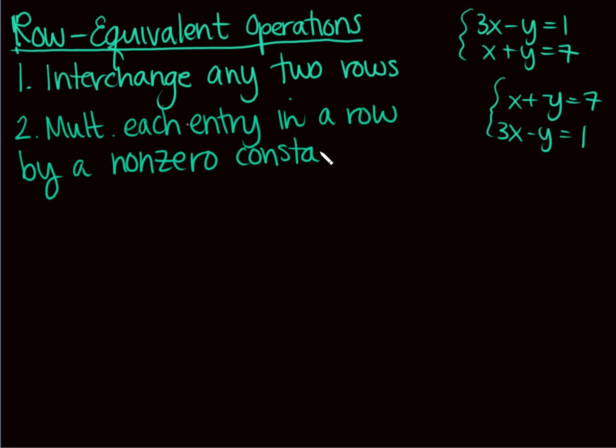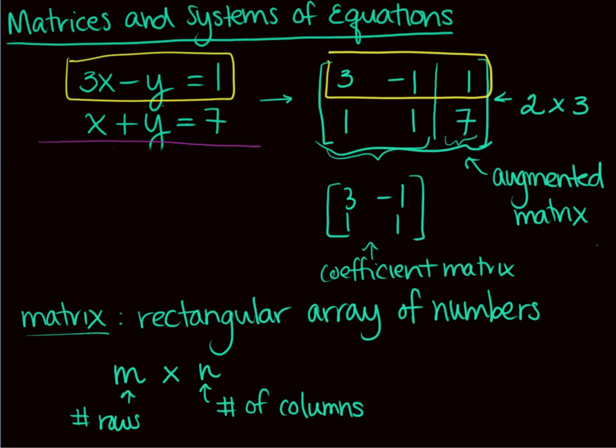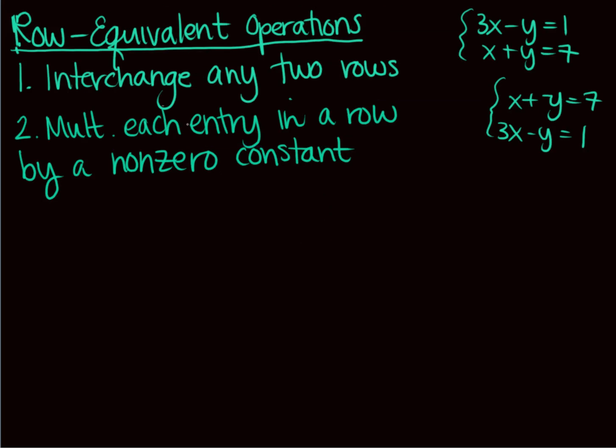So again, if I multiply the whole row by a number, I'm multiplying the right-hand side of the equation and I'm multiplying the left-hand side of the equation. So that's not actually going to change my solution set at all. I'm going to get the same solutions.